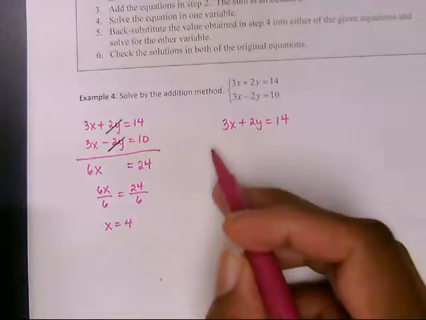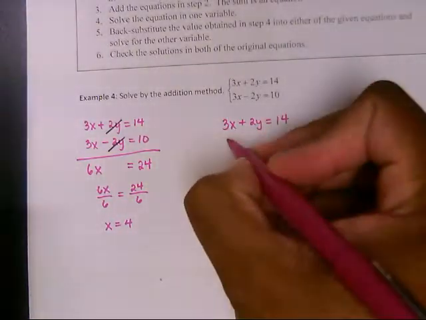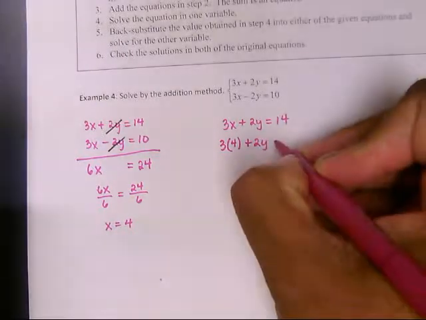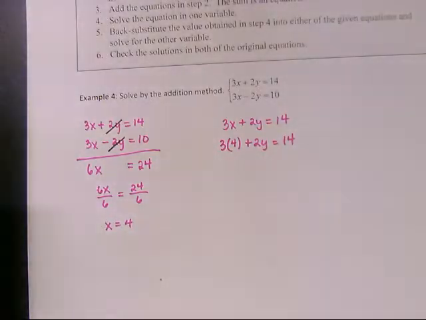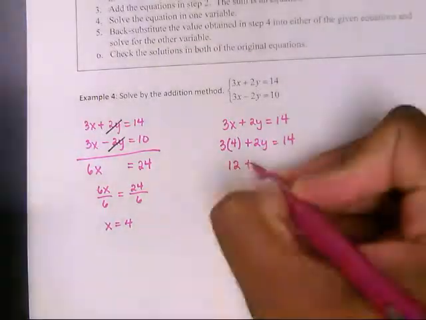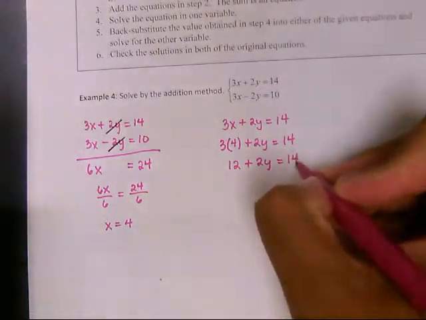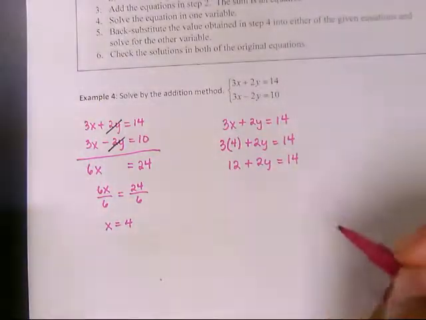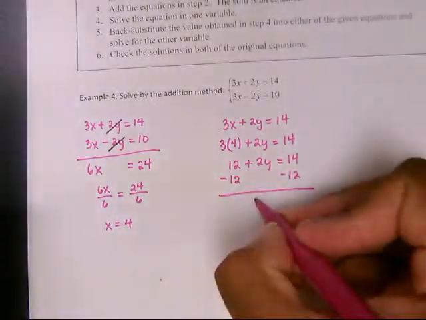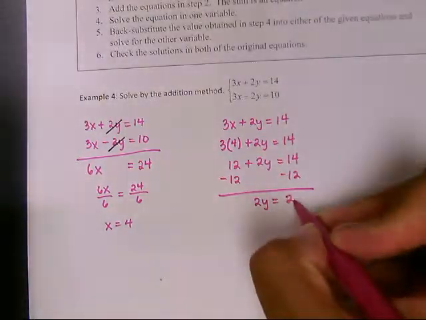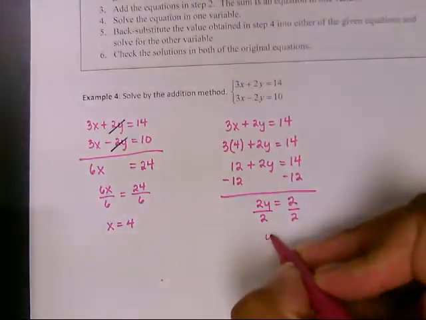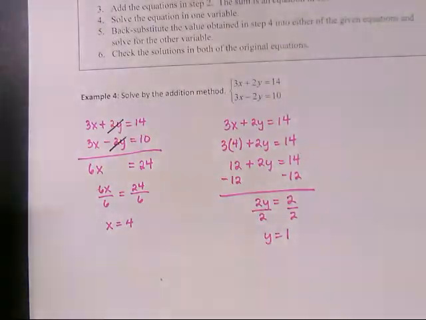So here, x is equal to 4. Replace this x with the 4 in that first equation. So it'll be 3 times x, which is 4, plus 2y equal to 14. Now let's simplify. 3 times 4 is 12, so 12 plus 2y equals 14. Now let's get that 2y by itself by subtracting 12 on both sides. So I'll have 2y is equal to 2. Divide both sides by 2. You're going to get y is equal to 1.